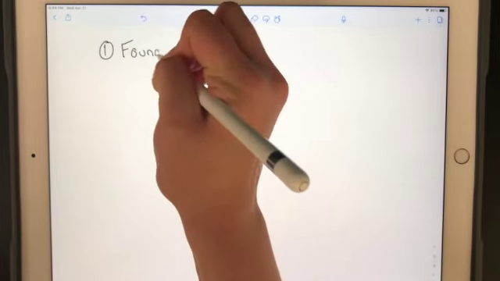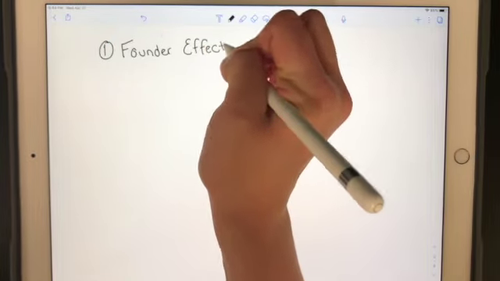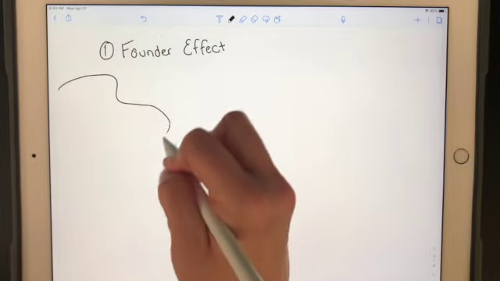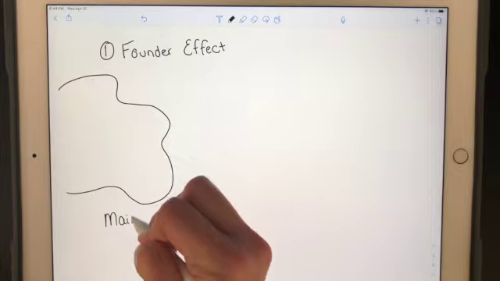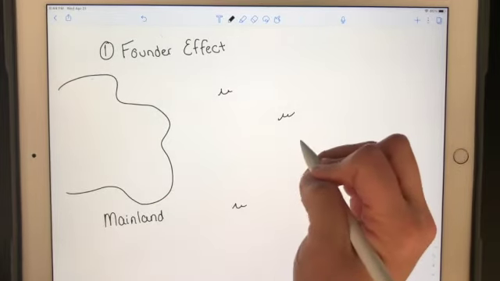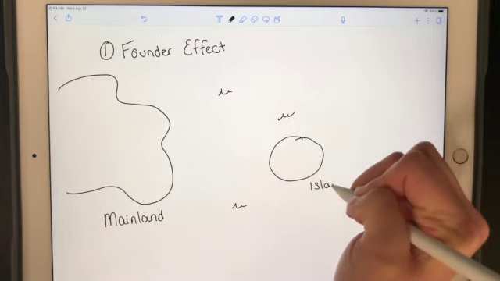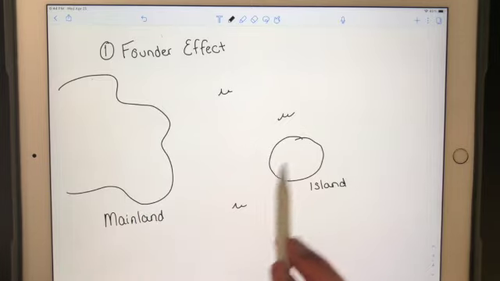Let's start with the founder effect. For this, we're going to have a big area, and that's going to be like our mainland. Then we have some water, and then we have a little tiny island out here. So this is the mainland, and this is the island.